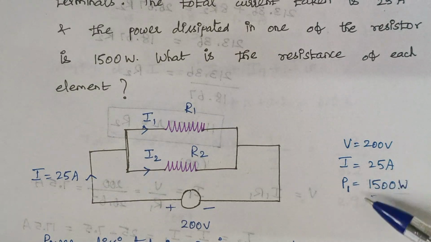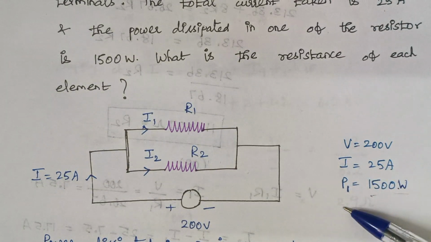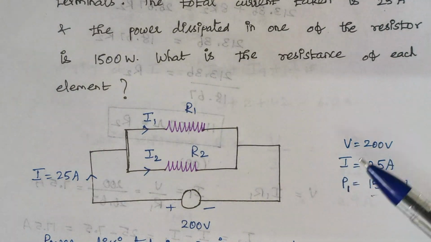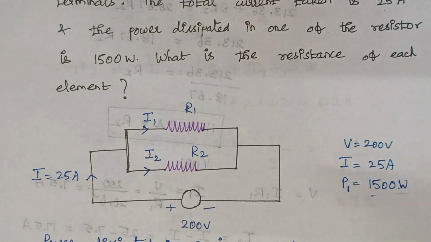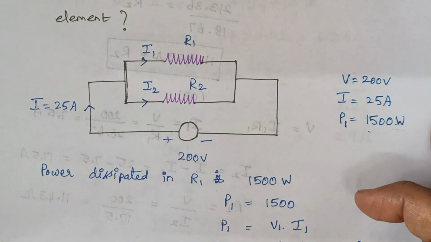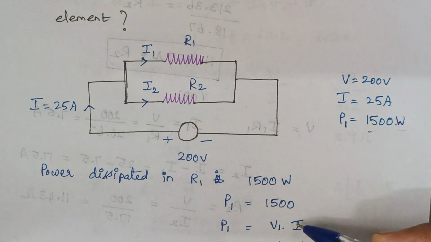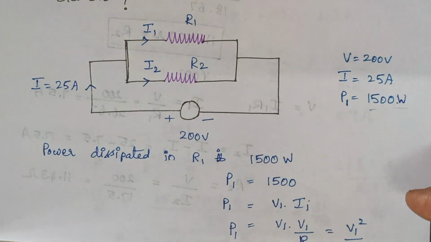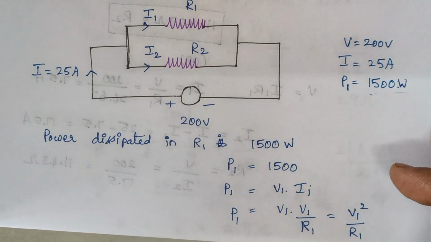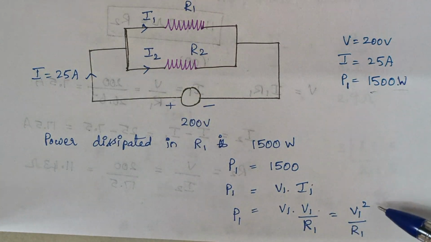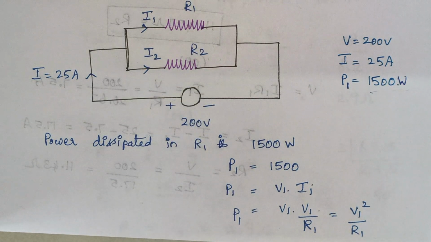So here first we are considering the power. Okay, power is given by 1500 watts. We are assuming that the power dissipated in the resistor R1 is 1500, right? So just write it down, and power is given by the formula V1 into I1, right? And again the current I1 can be written in terms of V and R, right? So it is V1 by R1. So here it is V1 square by R1, right?